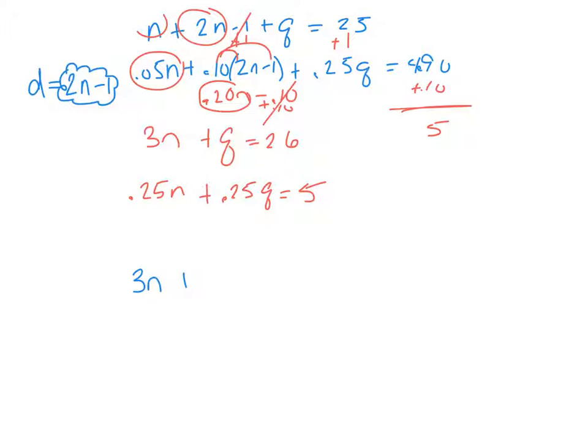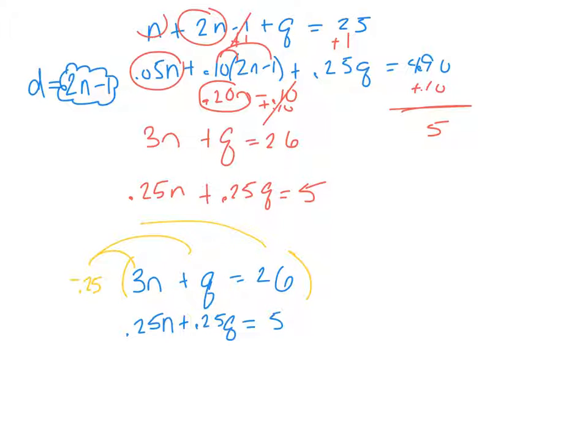I have two equations and they have two unknowns. So I'm going to be able to eliminate one of these variables by multiplying one of them by a negative of that number and solve. The one that I'm going to choose to cancel out is Q. So I'm going to multiply the top by a negative 0.25. Distributing this in, I end up getting an equation of negative 0.25 times 3, that's negative 0.75n, minus 0.25q equals negative 26 times negative 0.25 is negative 6.5.